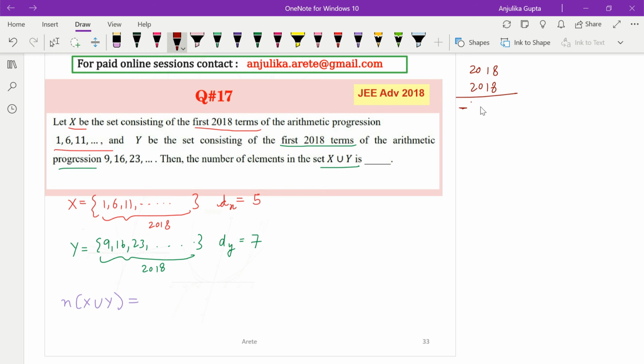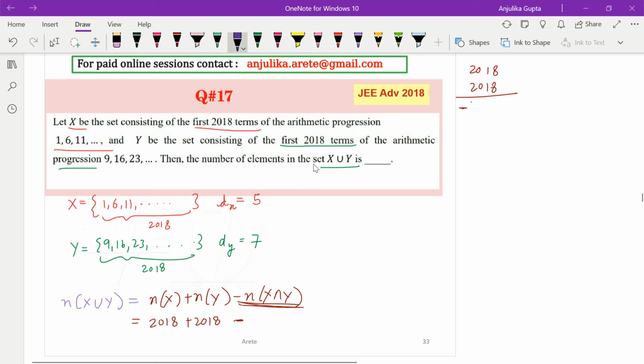So what you have to do is subtract it once, the number of elements common to both. If I want to write it as a formula, maybe you have seen this earlier: the number of elements in X plus the number of elements in Y minus the number of elements in X intersection Y. The first two are very obvious: 2018 plus 2018. The only thing you don't know is this number. How much is X intersection Y? That is what we need to work out. So let's see what we can do.